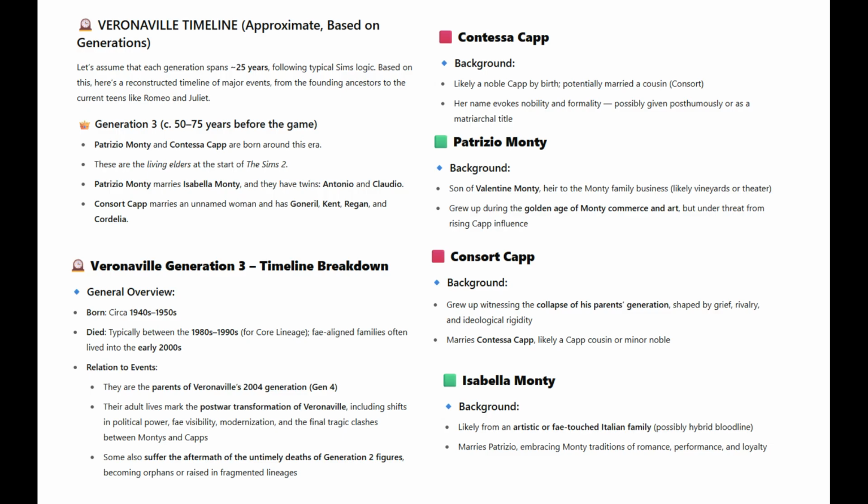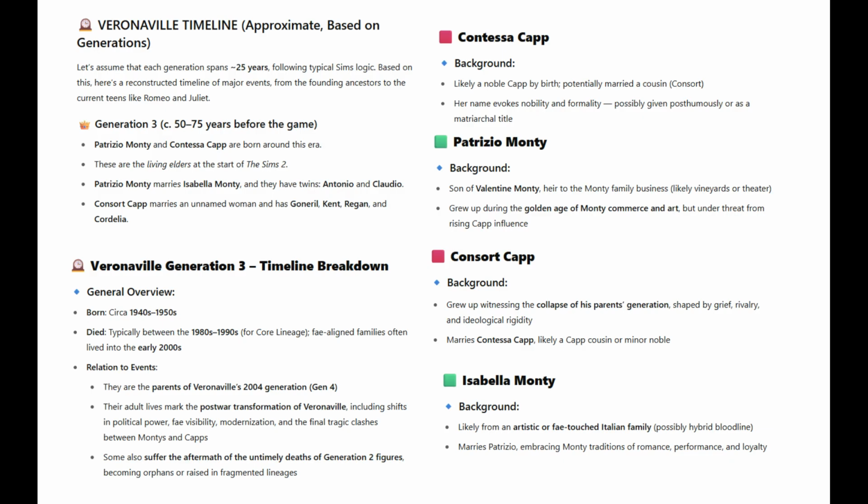So with Contessa Cap, she's likely a noble Cap by birth, potentially married a cousin in Consort. That's interesting to say the least. I think ChatGPT was just ChatGPTing. But nobility makes sense. Her name evokes nobility and formality, for sure, possibly given posthumously or as a matriarchal title. No, that's her first and last name, and she is a matriarch.